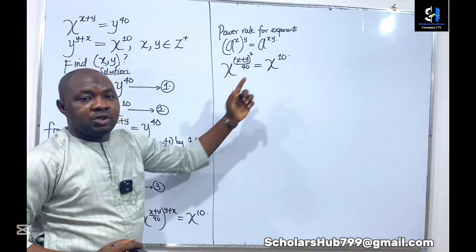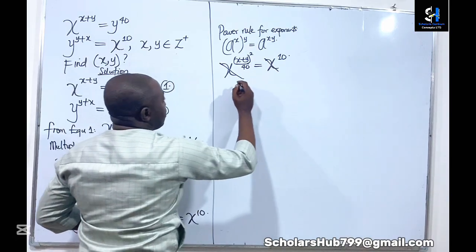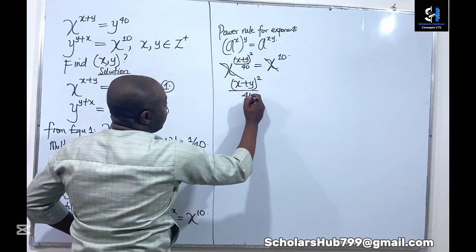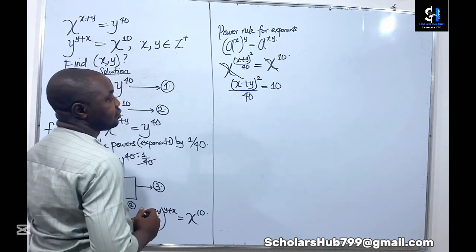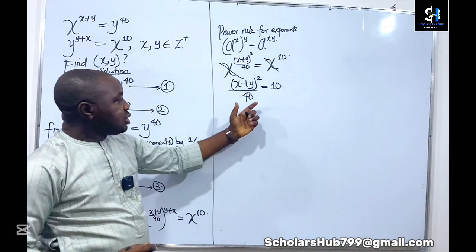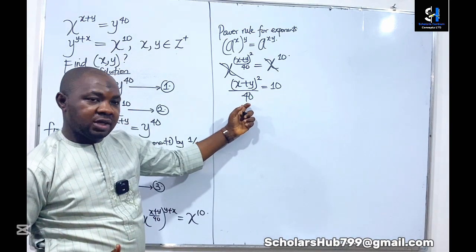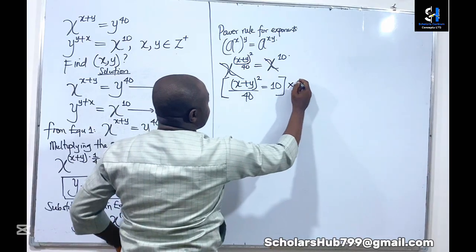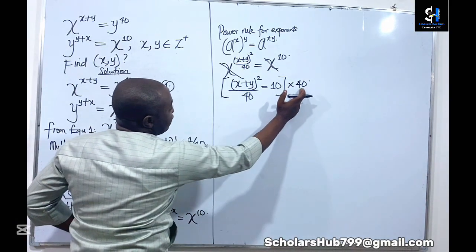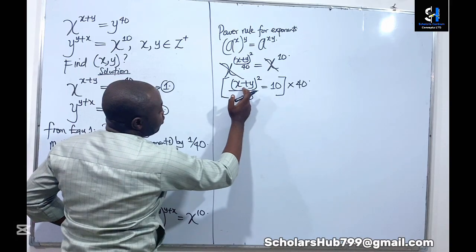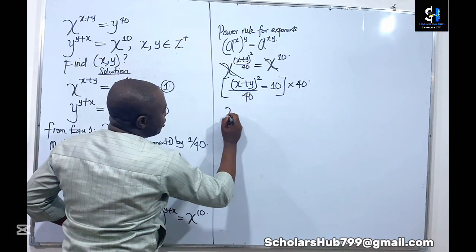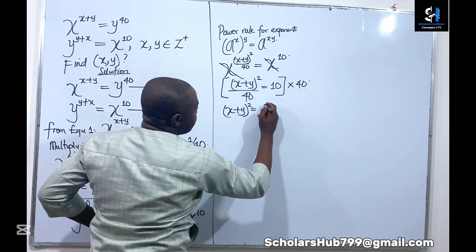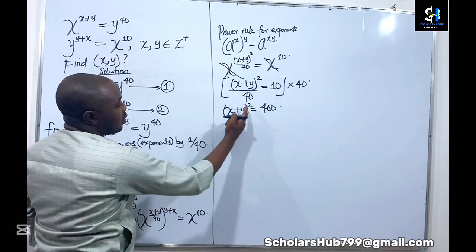Now we have the same base on both sides, so this will cancel out, then this will reduce to x plus y raised to the power of 2 divided by 40 equals 10. Now, to get rid of 40 on the left hand side, I'm going to multiply this equation by 40. So that means 40 times x plus y squared divided by 40 will reduce to x plus y raised to the power of 2 equals 40 times 10. This will be 400.